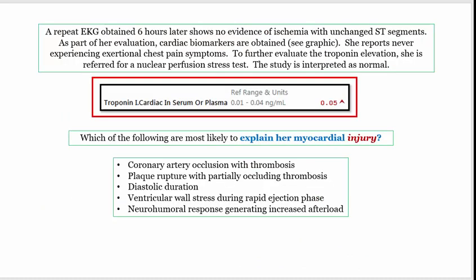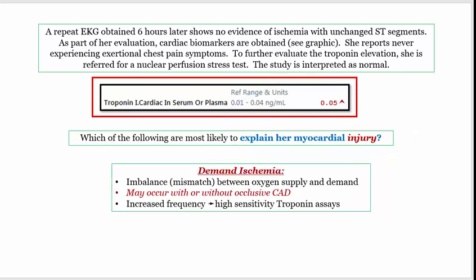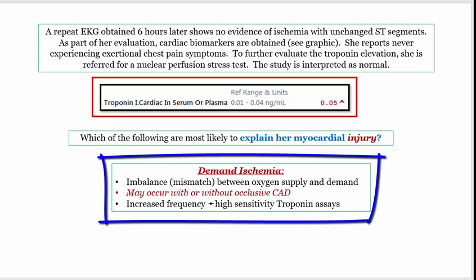We are asked about the basis of her myocardial injury. The graphic displays a minimally elevated troponin. So we have injury and mild elevation of troponin. By definition, therefore, we already know the patient did not have a myocardial infarction. More likely than not, the question is focusing on demand ischemia, which occurs when there is a mismatch between oxygen supply and demand. And the key point is made that the patient may or may not have occlusive coronary disease.